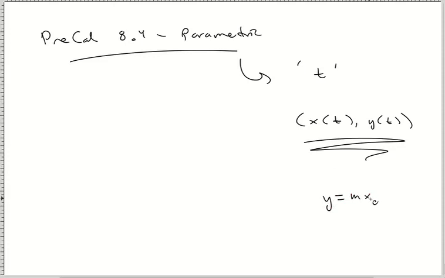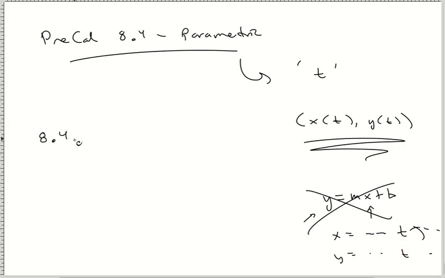Compare and contrast to something like this. This is your independent variable. This is the dependent variable. So now I'm saying that both x and y are dependent on t. They both have a t in common. If that doesn't make a lot of sense, we're just going to start doing some math here.